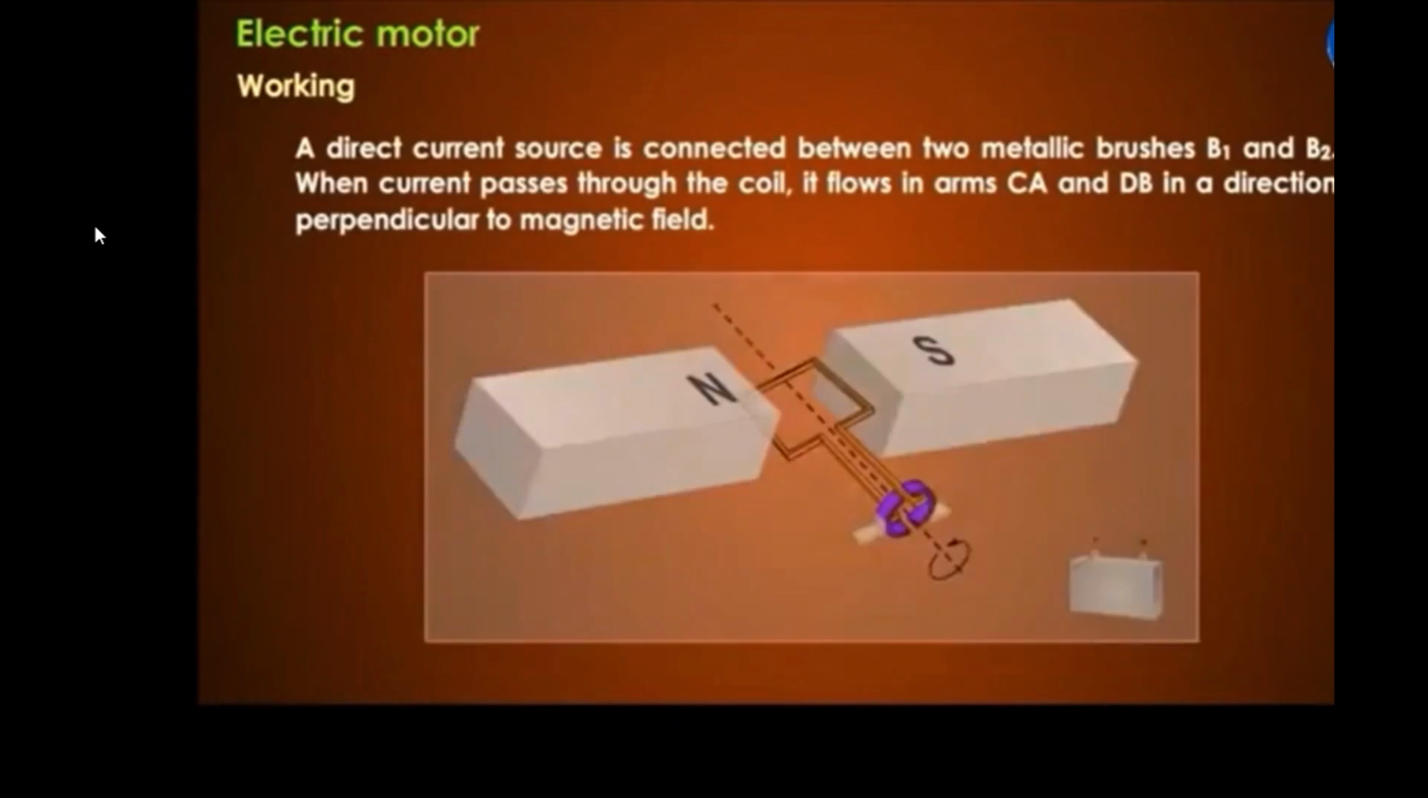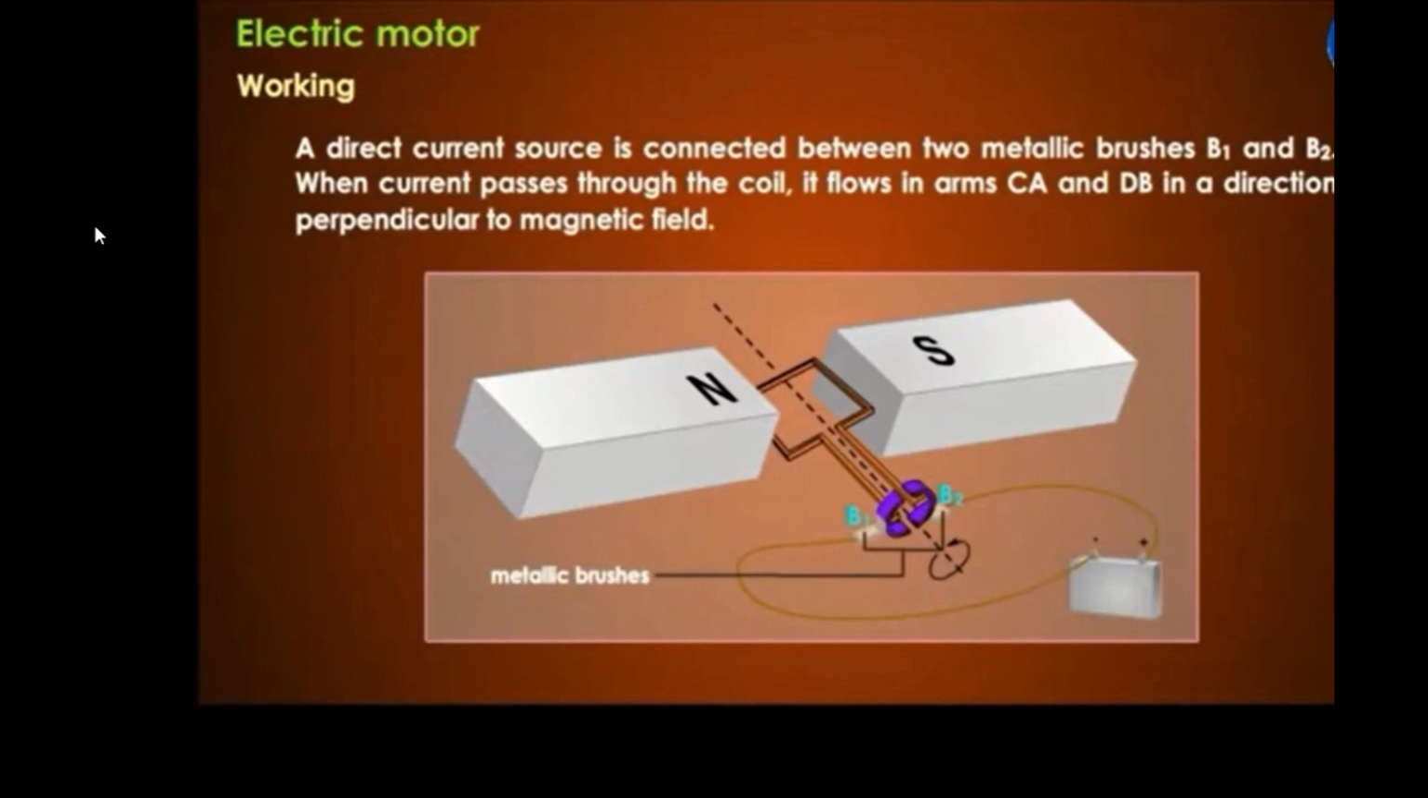Let us know about the working. A direct current source is connected between two metallic brushes B1 and B2. When current passes through the coil, it flows in arms CA and DB in the direction perpendicular to the magnetic field.